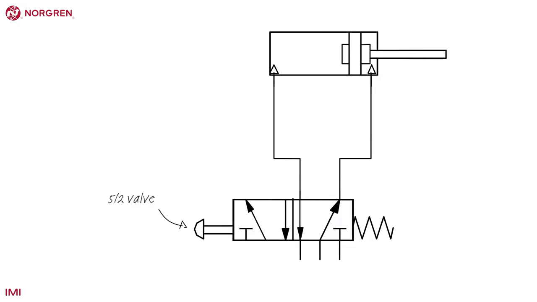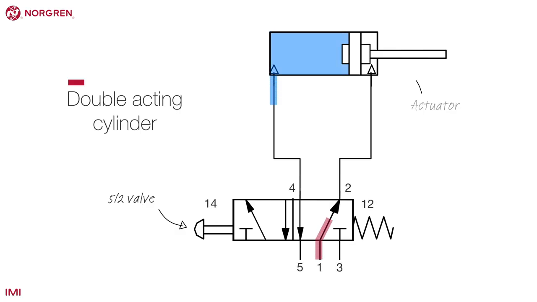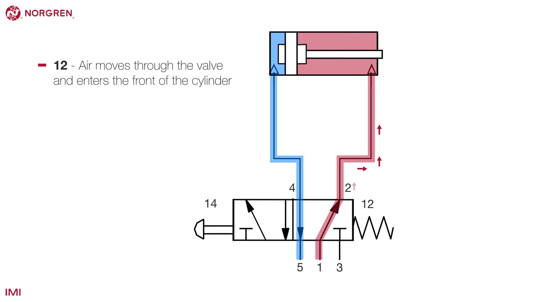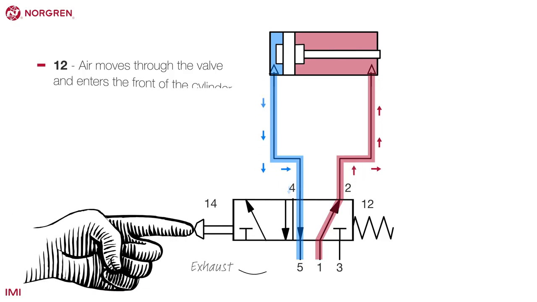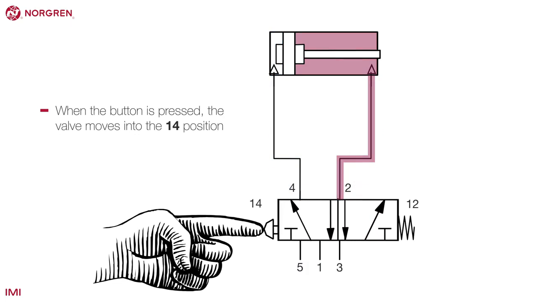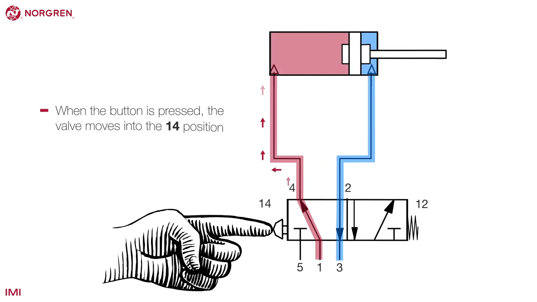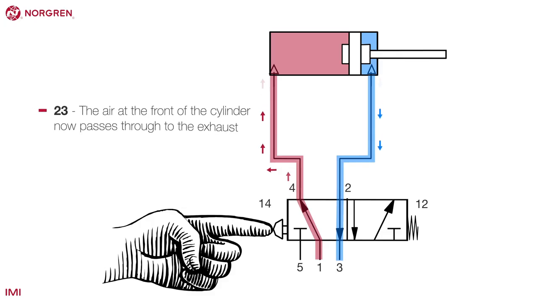Here is a diagram demonstrating a 5-2 valve operating a double-acting cylinder. In the 1-2 position, air moves through the valve and enters the front of the cylinder, pushing it inwards. Air from the back of the cylinder enters port 4 of the valve and is vented through port 5 of the valve, the exhaust. When the button is pressed, the valve moves into the 1-4 position. Air now travels from port 4 of the valve to the back of the cylinder, pushing it forwards. The air at the front of the cylinder now passes back through port 2 and out of the exhaust at port 3.